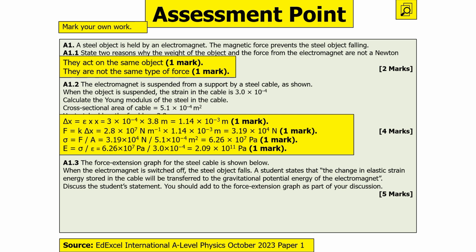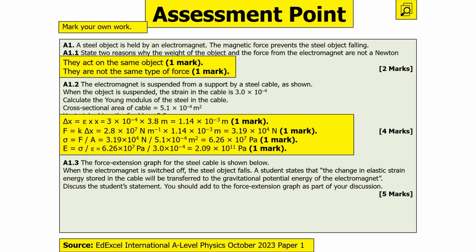We then know stress is the force over the area. We've just worked out the force. We know the area from the information given, so we get 6.26 times 10 to the 7 pascals, and then we know that the Young modulus is stress over strain. Divide one by the other, and we get 2.0 times 10 to the 11 pascals.